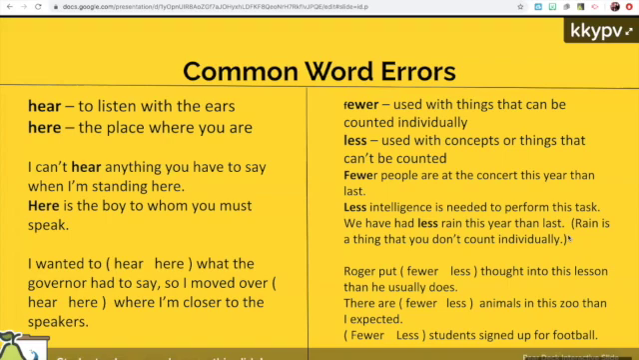Roger put less thought into his lesson than he usually does. You wouldn't say fewer because you can't count thought, all right? There are fewer animals in this zoo than I expected. You can count animals, so you would use fewer instead of less. Fewer students signed up for football. You can count the students, so that would be fewer, not less.